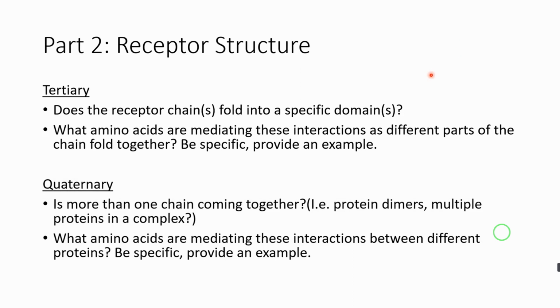For quaternary structure, you're looking at things like whether there is more than one chain coming together. So for instance, protein dimerization, or are there multiple proteins in the complex? And again, looking at what amino acids are mediating these interactions between different polypeptide chains, and be specific and provide an example with specific amino acid names and numbers and interactions between side chains.